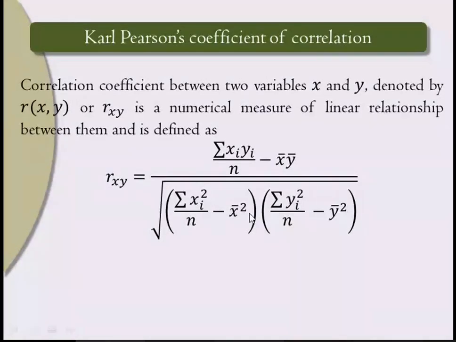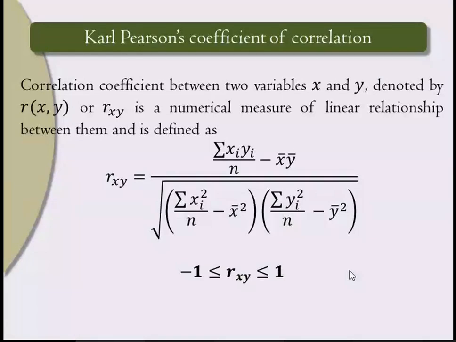divided by sigma x into sigma y, or you can remember the formula in terms of the square root of summation x square by n minus x bar square, into summation y square by n minus y bar square. Okay. Now there are some restrictions for this formula. There are some limitations for this formula.